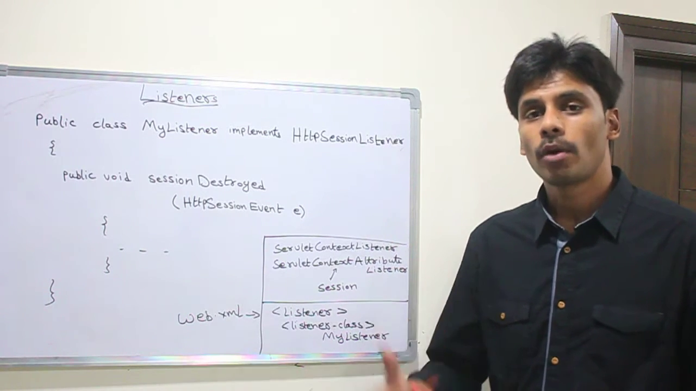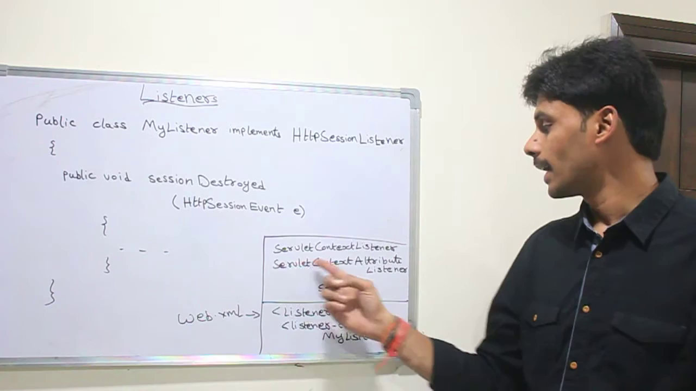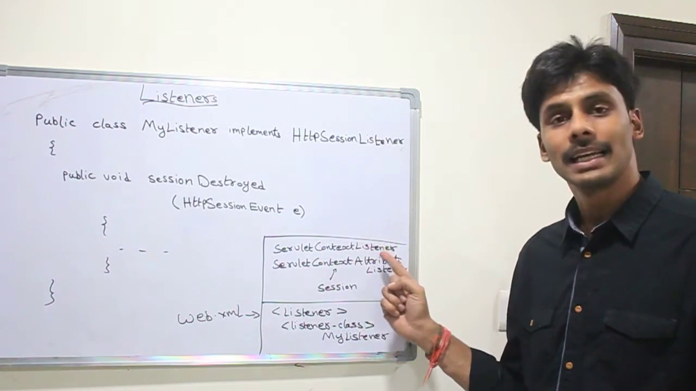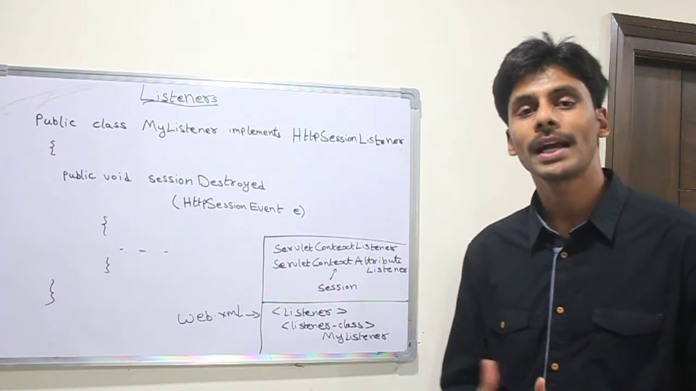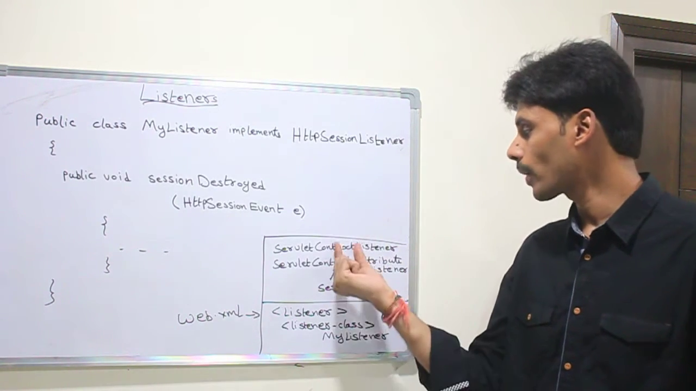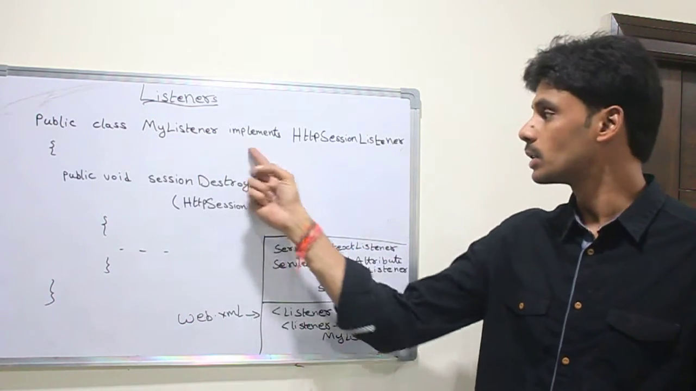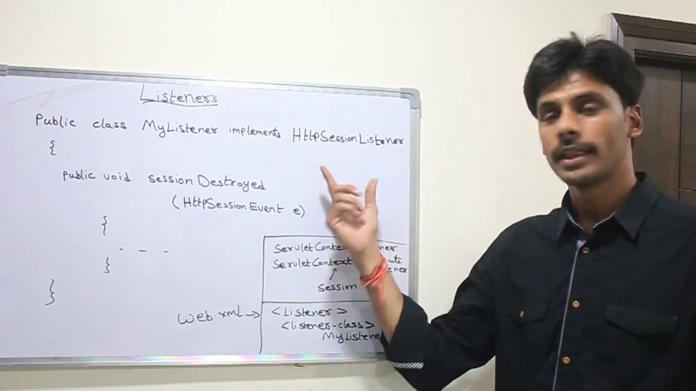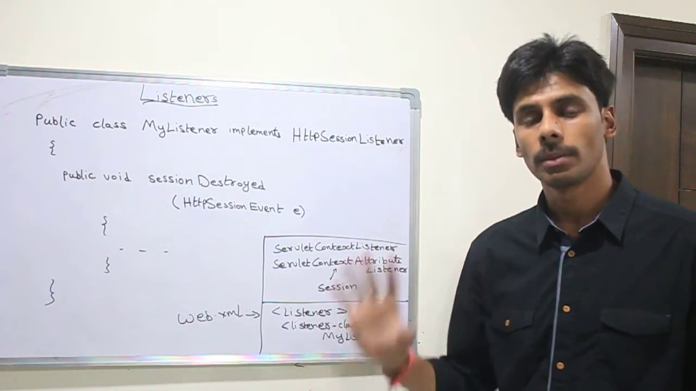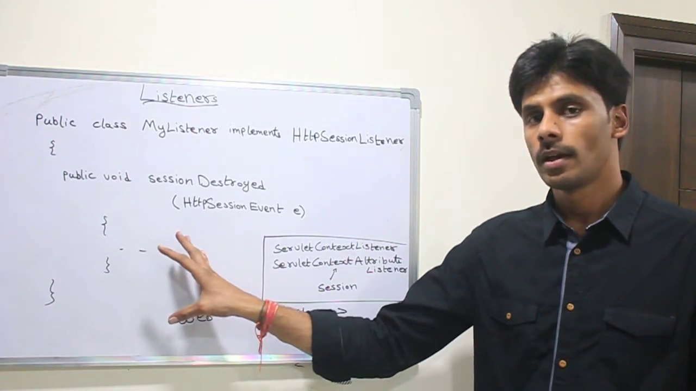For each of the type of events you want to capture or react to, there is an interface in the Servlet API. For example, ServletContextListener. If you want to react to the events on the ServletContext interface, then you will implement this listener. You will write a listener class which implements this interface, and then you will override the methods which this listener interface has. All the business logic you want to write, you will write it inside those methods.